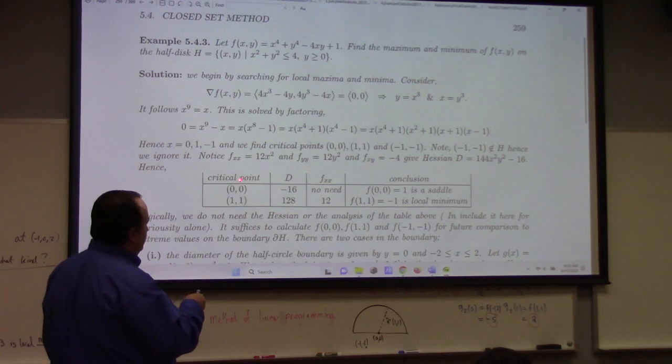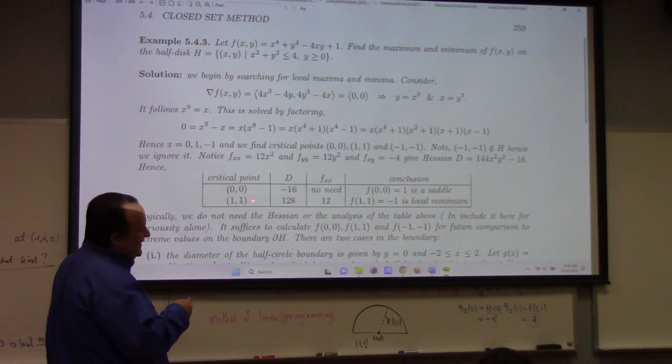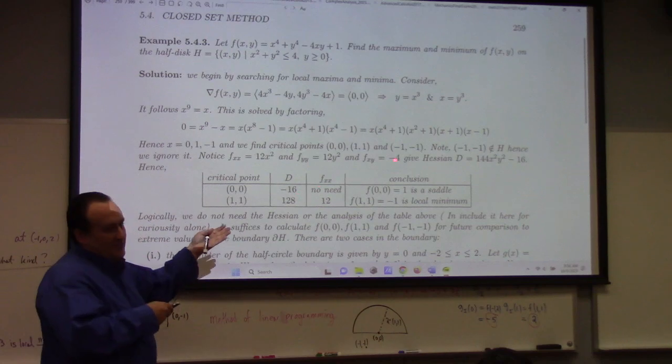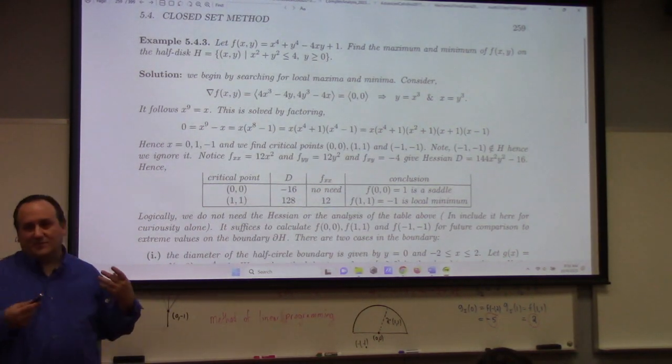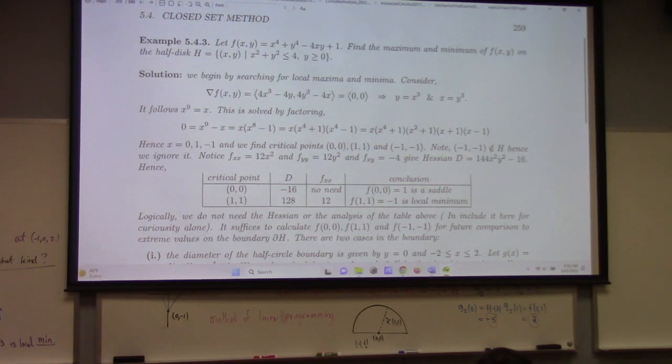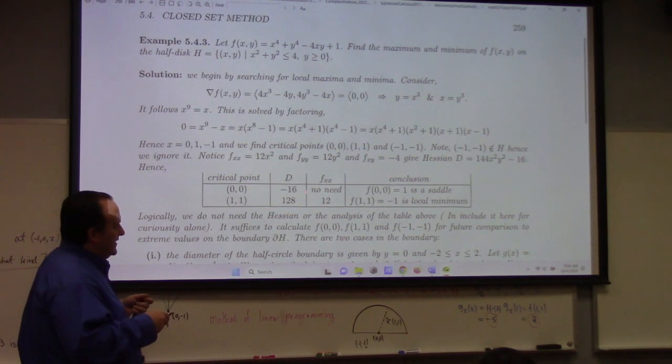And in some sense, you don't really need to check these. This is just an idle curiosity. Technically speaking, does it matter if it's a saddle or a local max or min? Not really in this context, because you're just going to find all of the possible critical points for your function on the half disk, and you're going to see which one's the winner, which one's the loser. But just for extra practice, I'm checking the second derivative test here. And I find out that 0 is a saddle, and that 1, 1 is actually a local min.